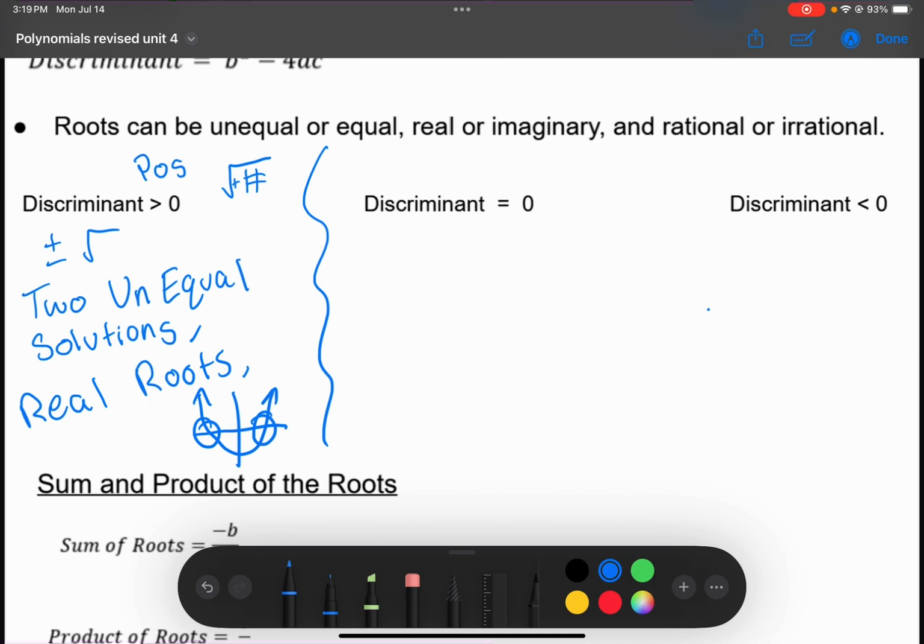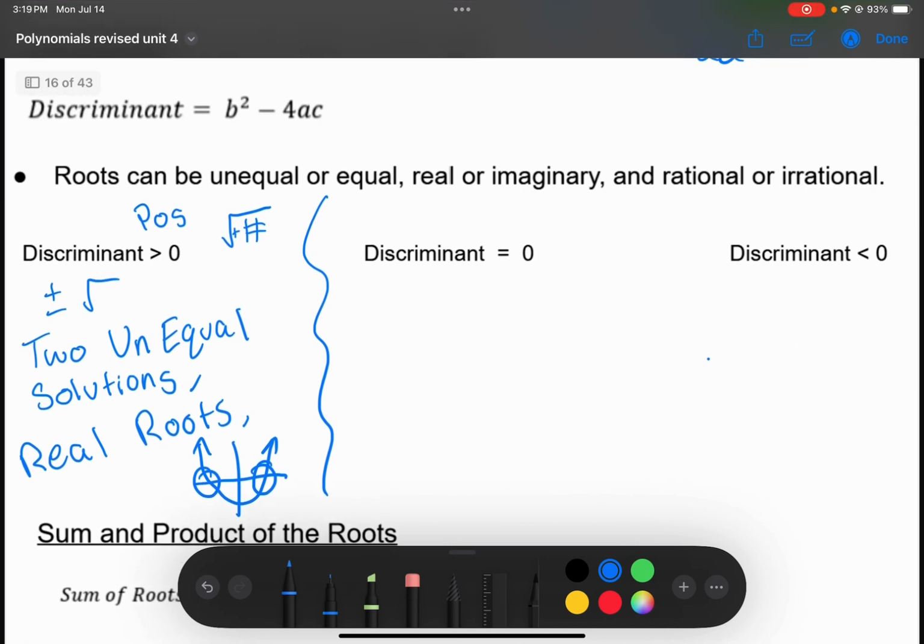Okay, if the discriminant is equal to 0, well, that means we would have plus minus square root of 0. So this whole plus minus part would disappear. That means that our roots would be equal. We would have equal roots. So we still have to have two roots because we know we would have a quadratic function. It has to have two roots, but the roots here are just equal. So the plus minus part goes away because they're equal.